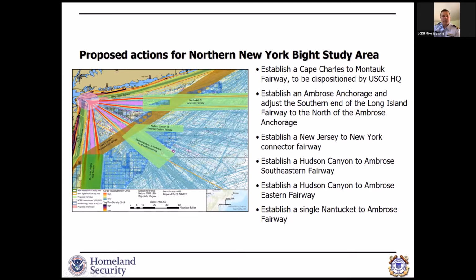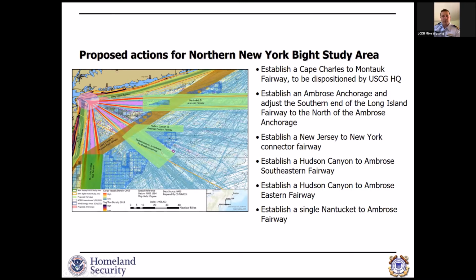fairway. Again, just for clarification, there currently exists today a Nantucket to Ambrose and an Ambrose to Nantucket fairway, which, maybe in the context of the wind energy area that's depicted by the name of Fairway South, runs to the north and to the south of those fairways.